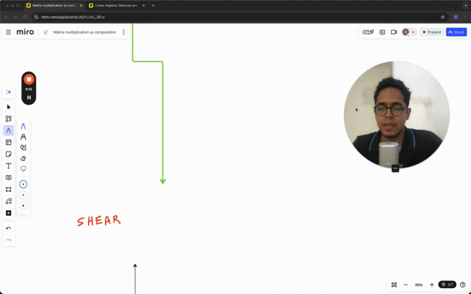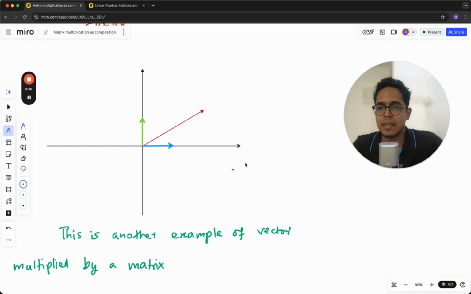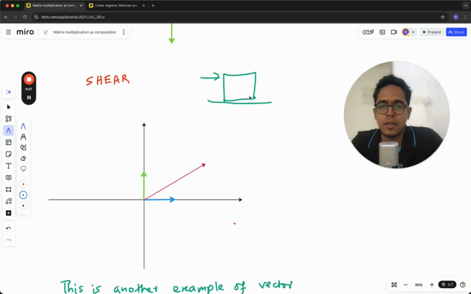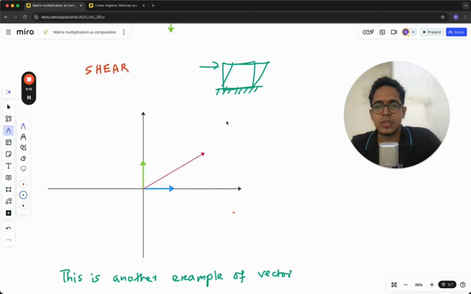So in shear, we are not rotating the entire vector or the entire space, but rather we are performing an operation that you must have seen like this. So if this is a body, the way in which this will get sheared is such that if you are pushing it here, the bottom part of this body will remain wherever it is. And this will move like this, right? So this is shear. So in shear operation, the x-axis component will remain the same. So this will stay wherever it is, and this will move here a little bit.